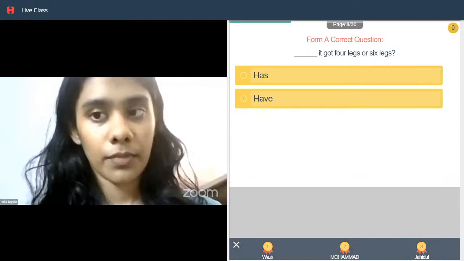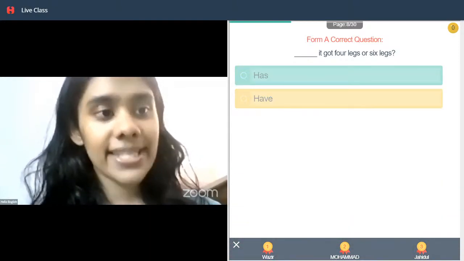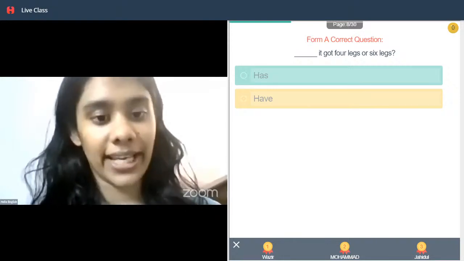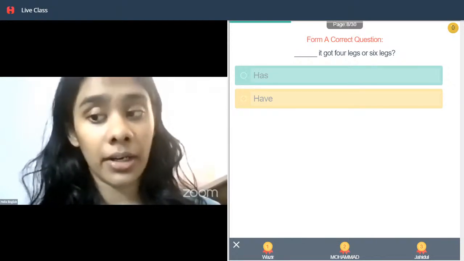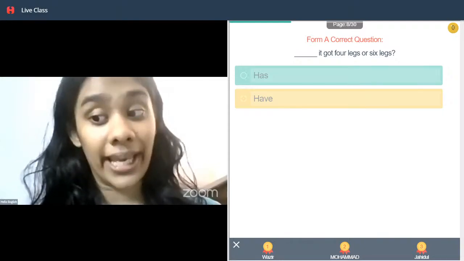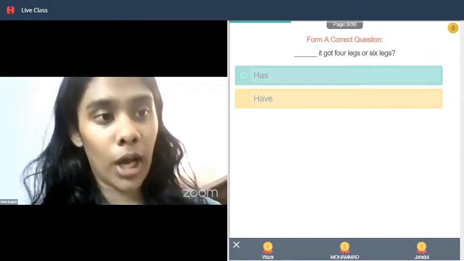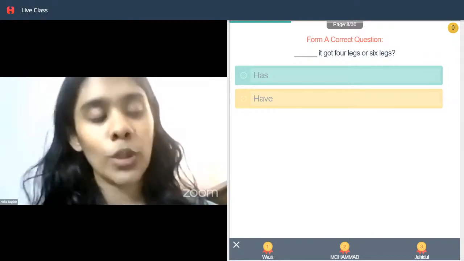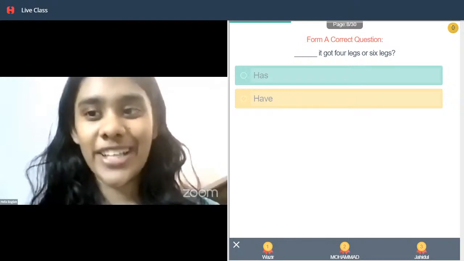Has it got 4 legs or 6 legs? Okay, so यानी कि इसे क्या चार टांगे हैं या 6 टांगे? All right, so in this case, the main focus is on the pronoun. With it, we use the word has and not have. So that's why it is correct. All right, so good job, Prema.